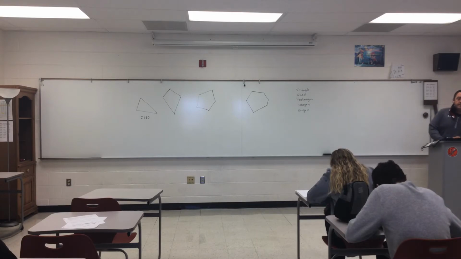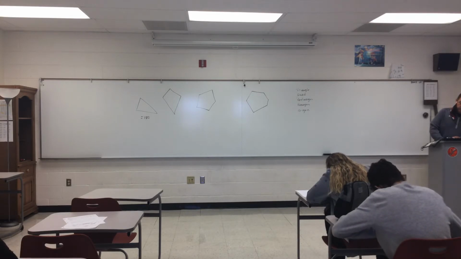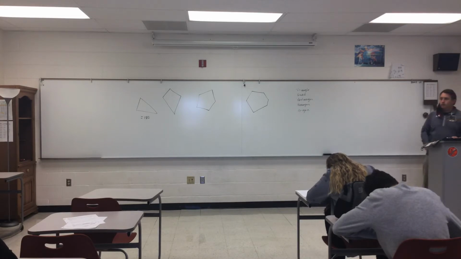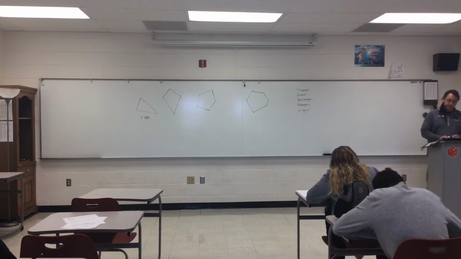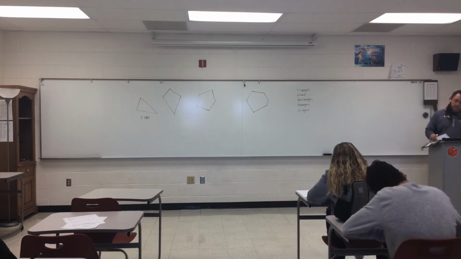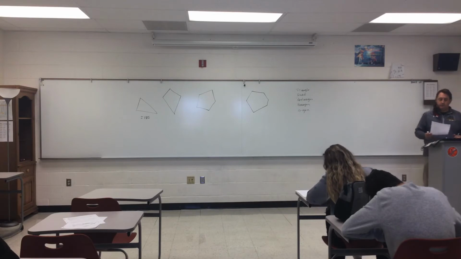4 sides is a quadrilateral. 5 is a pentagon. So you got triangle, quadrilateral, pentagon. 6 sides is a hexagon. 7 is a heptagon, H-E-P-T.